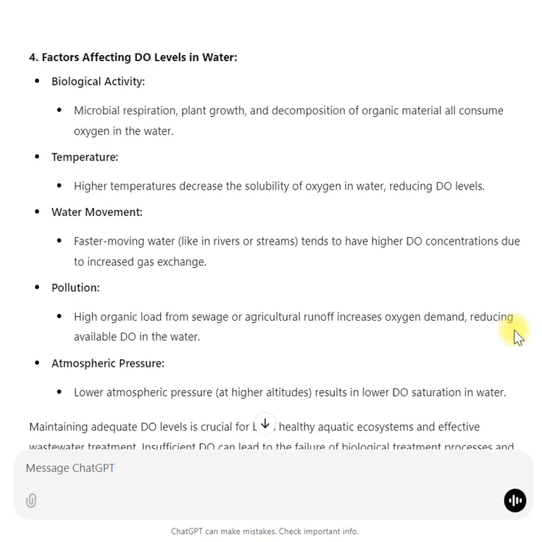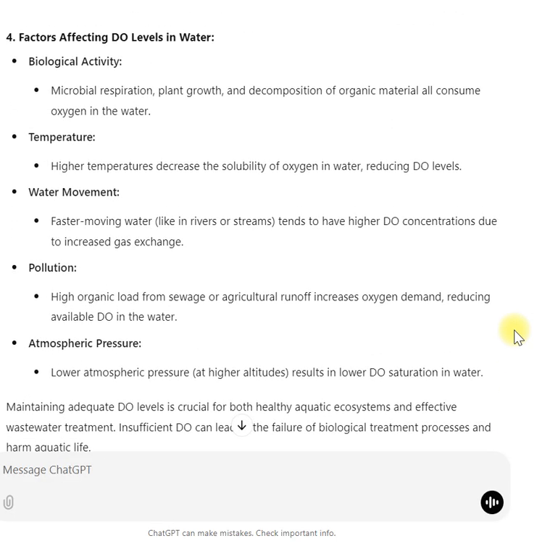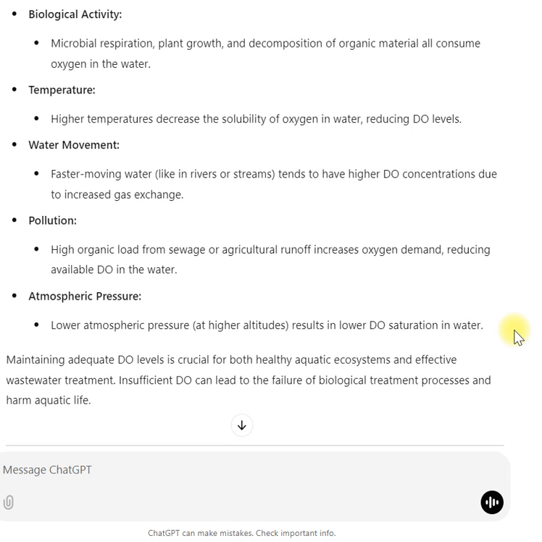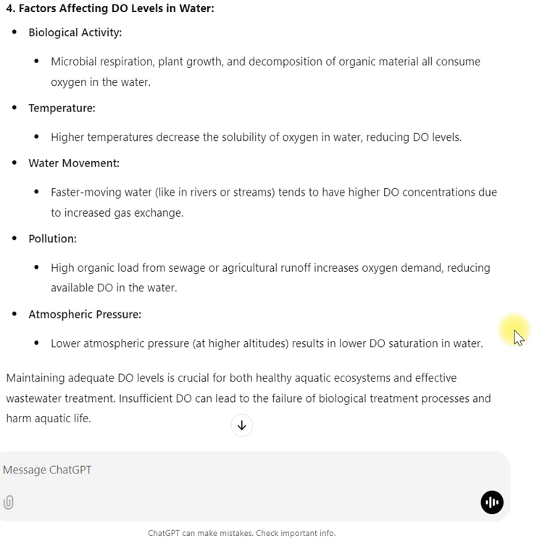4. Factors affecting DO levels in water. Biological activity: Microbial respiration, plant growth, and decomposition of organic material all consume oxygen in the water. Temperature: Higher temperatures decrease the solubility of oxygen in water, reducing DO levels. Water movement: Faster moving water, like in rivers or streams, tends to have higher DO concentrations due to increased gas exchange. Pollution: High organic load from sewage or agricultural runoff increases oxygen demand, reducing available DO in the water. Atmospheric pressure: Lower atmospheric pressure at higher altitudes results in lower DO saturation in water.